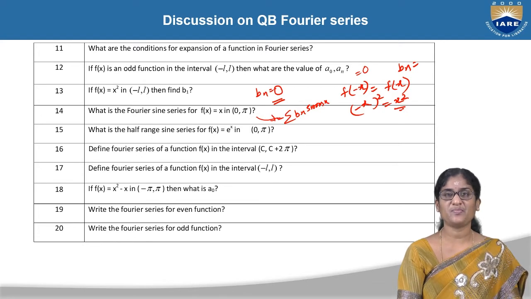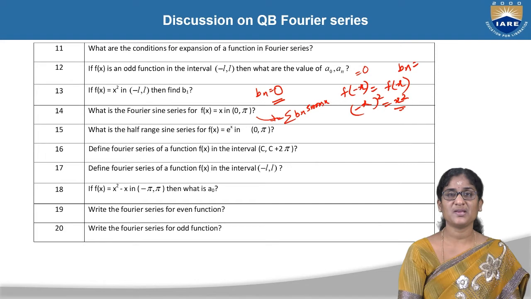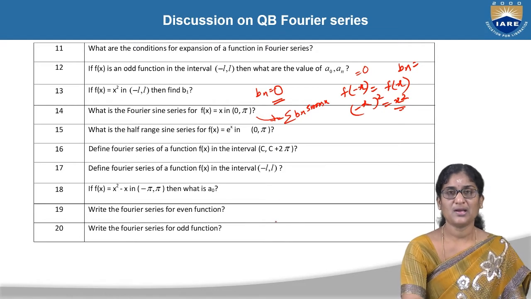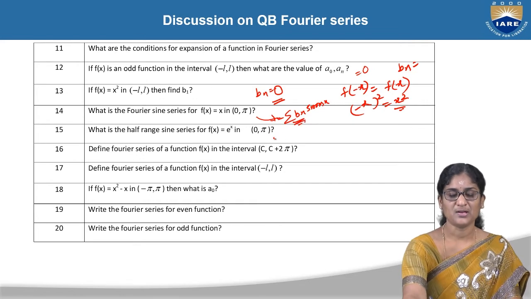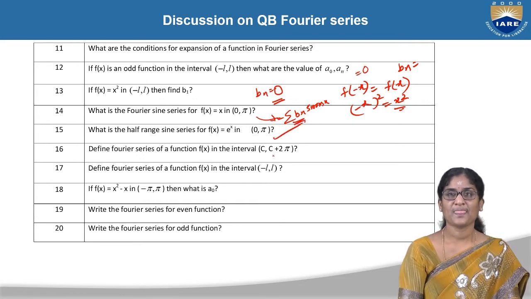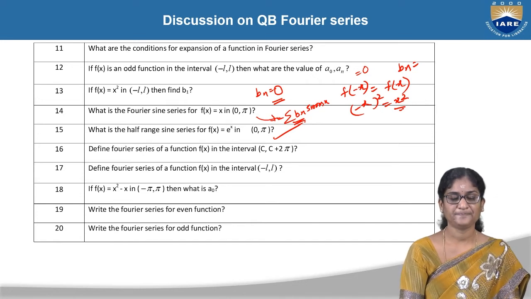So f of x is e power x, so e power x into sine nx. Here both e power x and sine nx are continuously differentiable functions, so we can apply the reduction formula to get the value. The integral of e power ax sine bx is e power ax by a square plus b square into a sine bx minus b cos bx. Like that you can apply the reduction formula to find the integral of two continuous functions, and after finding bn, we substitute it to get the half range sine series for the 15th question that we have in Part A.